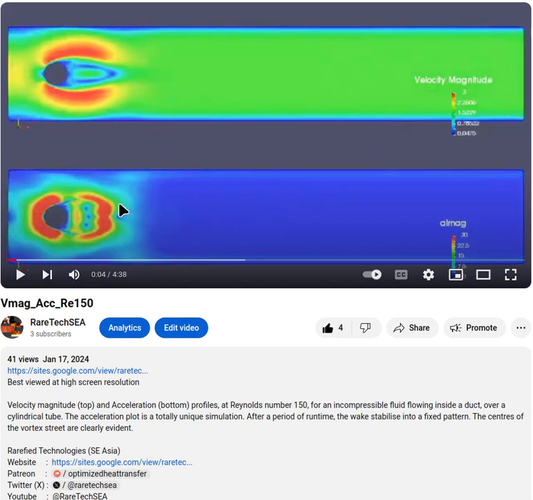But if we look at the acceleration diagram, there's a lot happening at the front here, obviously because it's stopping. Acceleration, or forces, pushing back. This object is pushing back against the flow.